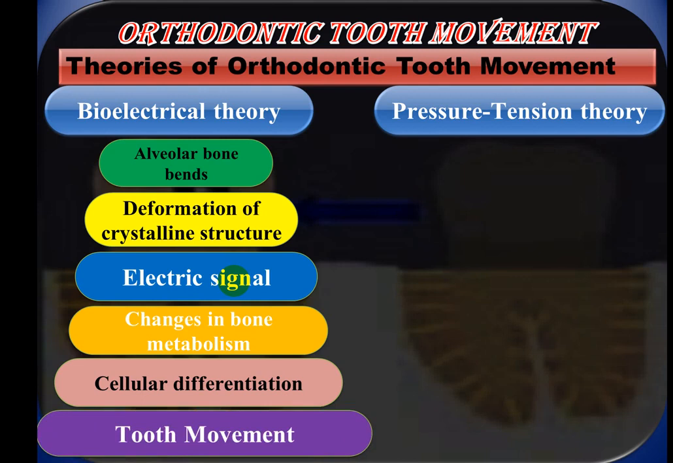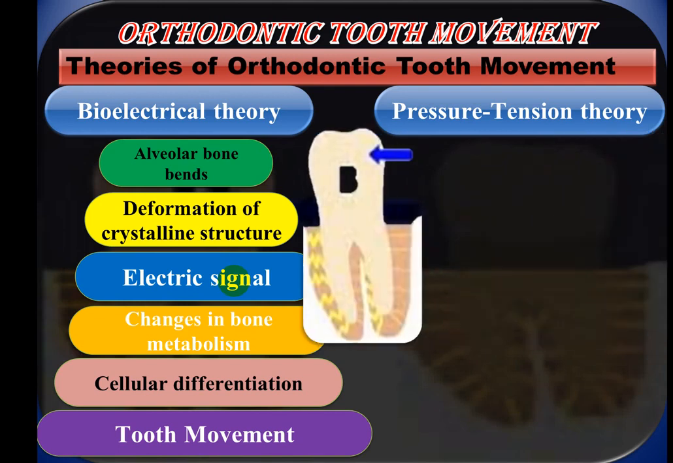What about the pressure tension theory? Firstly, the pressure tension theory represents the classical theory for orthodontic tooth movement. It depends on chemical changes, chemical mediators, rather than the electrical signal like that in the bioelectrical theory. So, what will happen if we apply a force to the tooth according to the pressure tension theory? This is the tooth. After the application of force, you can see that the tooth shifts in its position in the direction of force.